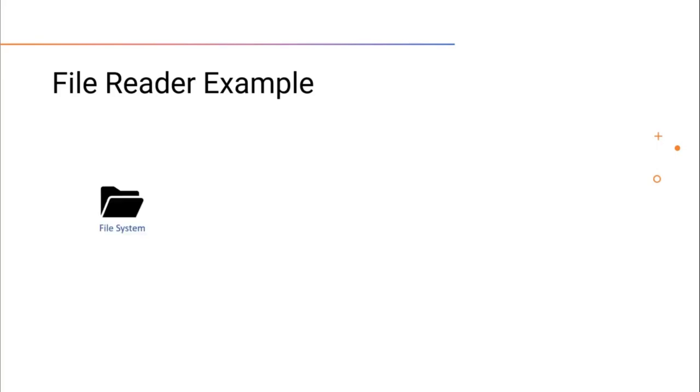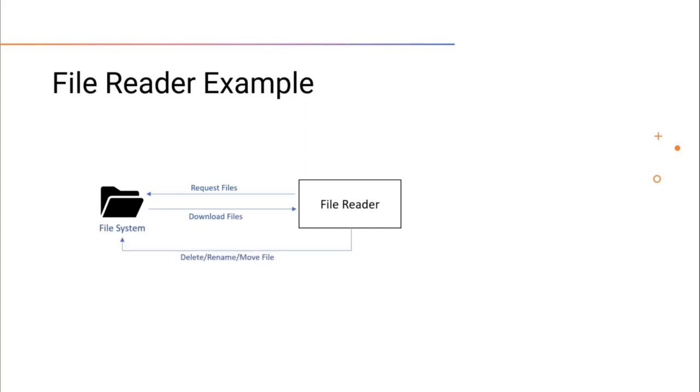Let's say we have a client who is using a file system, maybe an SFTP server. We can create a file reader where we can request the files and then download the files from the file system. After we load the files, we can delete them, rename them, or move them, and then we can send or break down the files into our database. So now let's look into Mirth and see how we can do this.